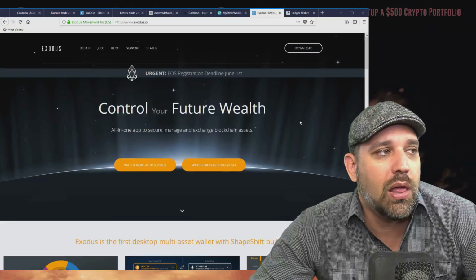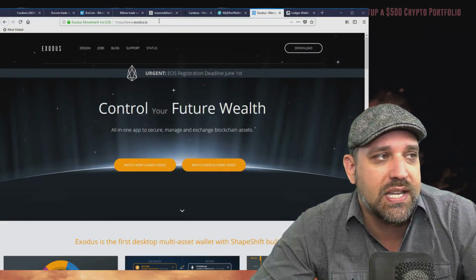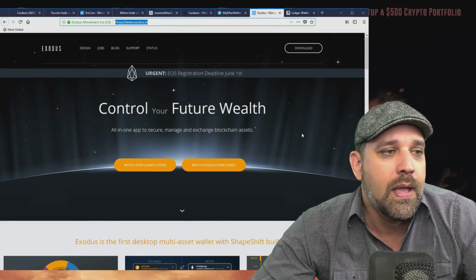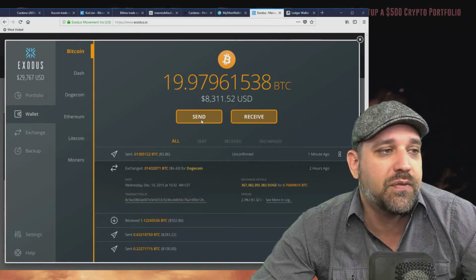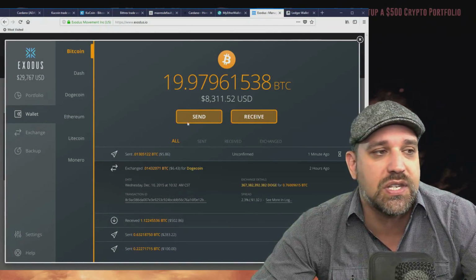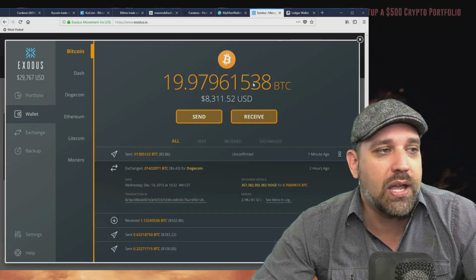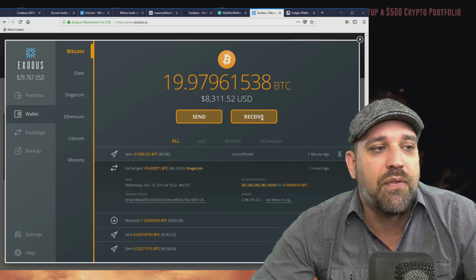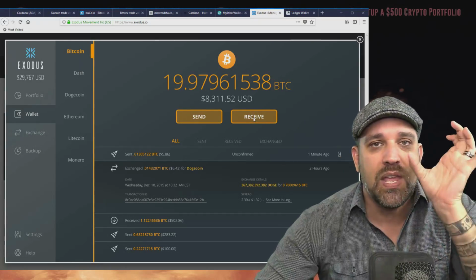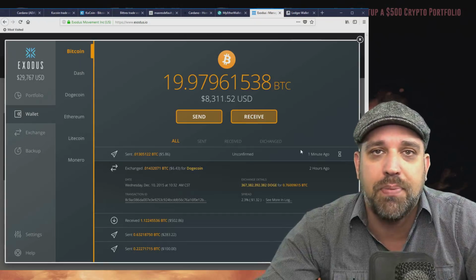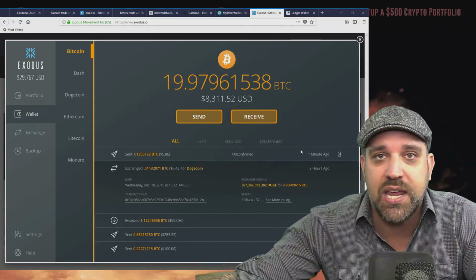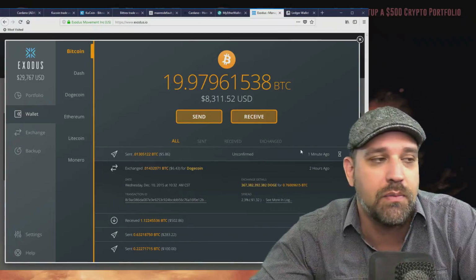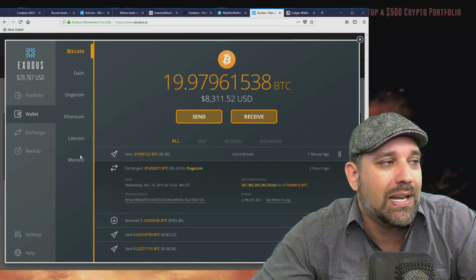Now, here's another wallet, which is the Exodus wallet. You can see the URL right here at the top. Exodus is a very pretty wallet. It's very nice. You've got easy send and receive. So this is my Bitcoin wallet. If I want to receive, I click this button. It gives me an address that I can copy and paste into maybe the exchange that I want to send the Bitcoin from. Or any other coin, Litecoin, Monero.